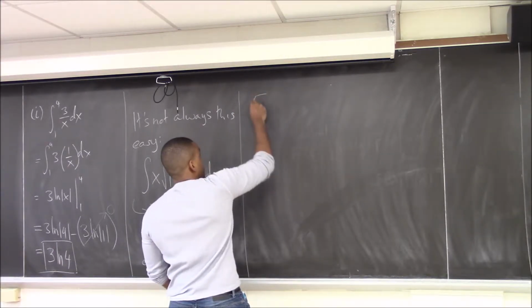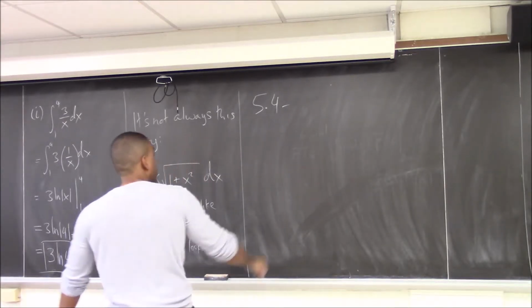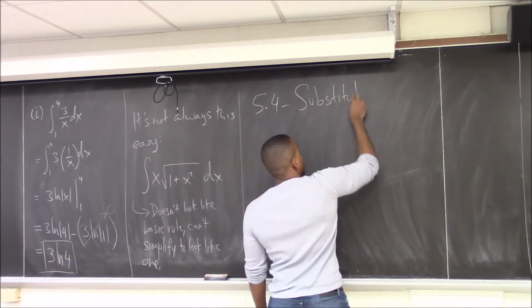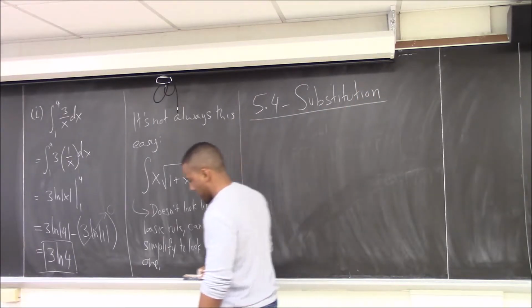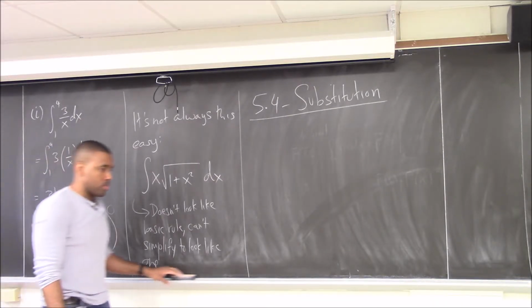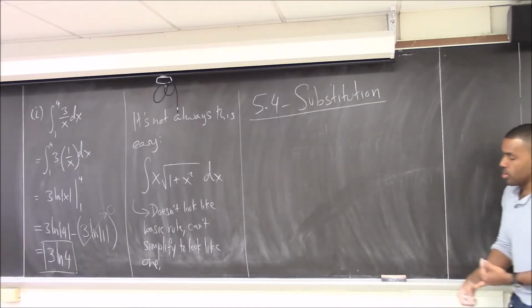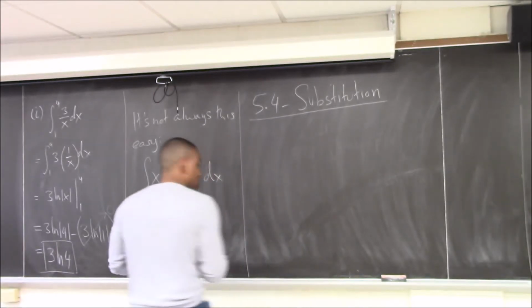And this brings us to 5.4. We skipped 5.3. We're going to go to 5.4, substitution. So we had basic rules for the power rule and integrating 1 over x and integrating e to the x, and those are just rules that dealt with individual functions.